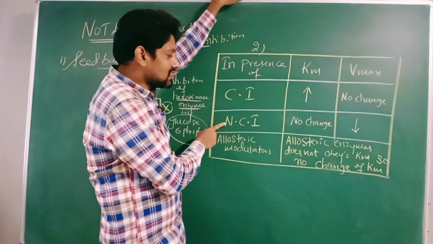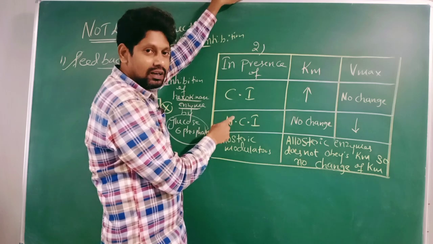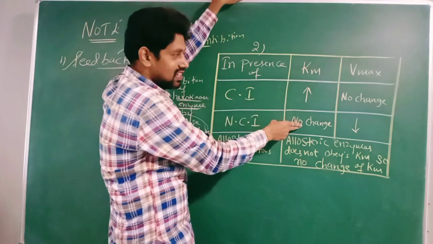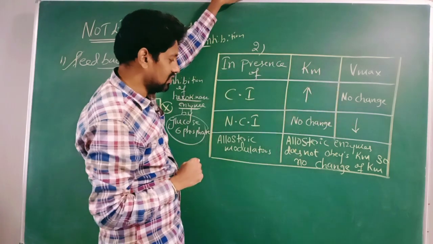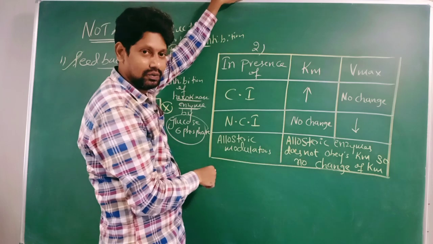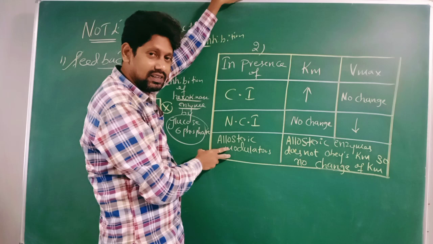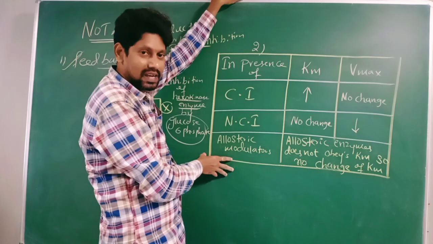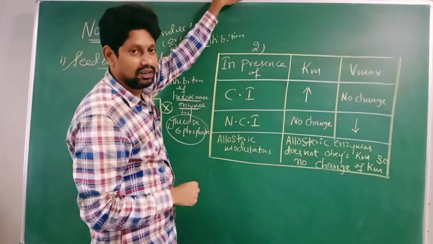In the presence of a non-competitive inhibitor, the Km value does not change, but Vmax decreases. Allosteric modulators do not obey this. In the presence of allosteric modulators, what happens? Allosteric enzymes do not obey Km.